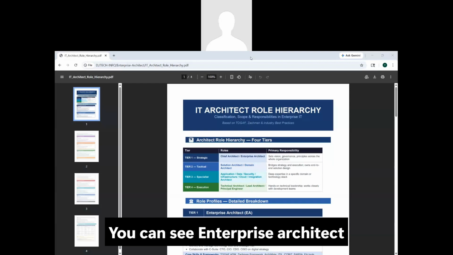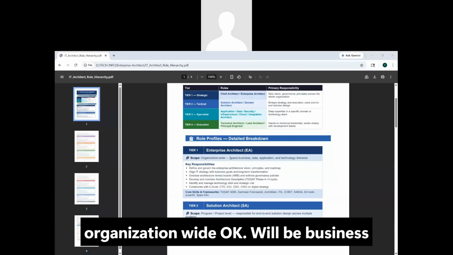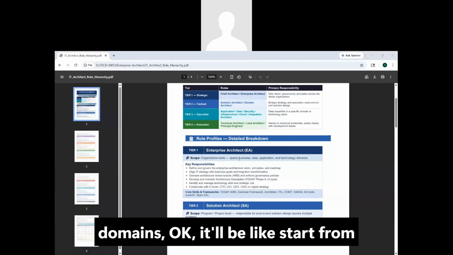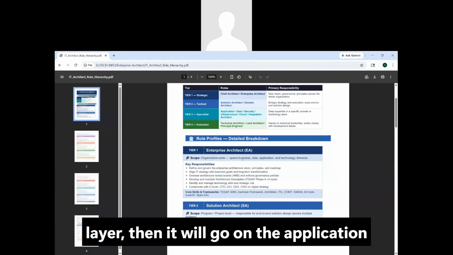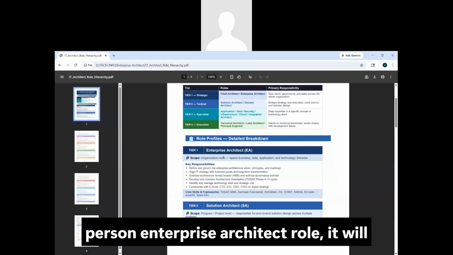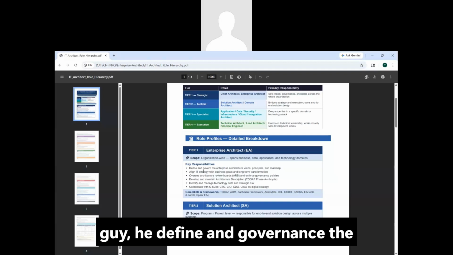Now the enterprise architect. The scope of the enterprise architect is organization-wide: business, data, application and technology domains. It starts from business, then moves to the data layer, then the application layer, then the technology layer.